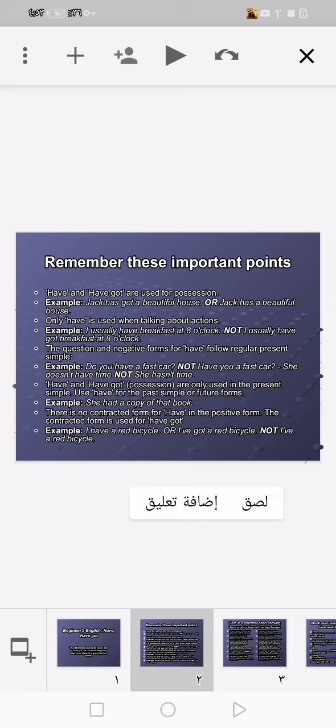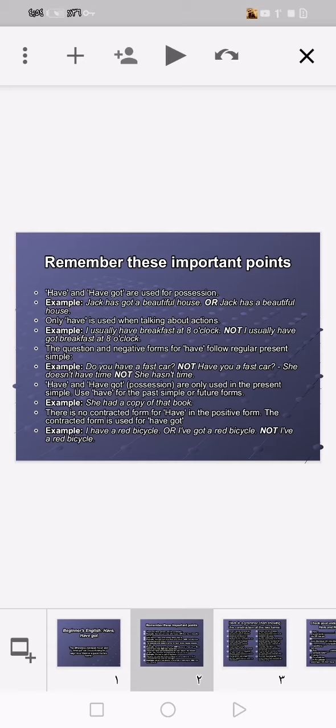The question and negative form for have follow regular present simple. For example, يقول لك في الجمل المنفية شلون يصير have. Do you have a fast car? Not have you a fast car. أكيد. يقول لما تستعمل have وتريد تنفي الجملة أو في حالة السؤال ما تقدر تسأل ب have. لكن لازم تسأل بشنو طلاب؟ بأكزيلاري فيرب فعل مساعد. لأن have هنا تعتبر as a main verb. تعتبر كفعل رئيسي في الجملة. Main verb. والمين verb ما أقدر أستعمله for asking.